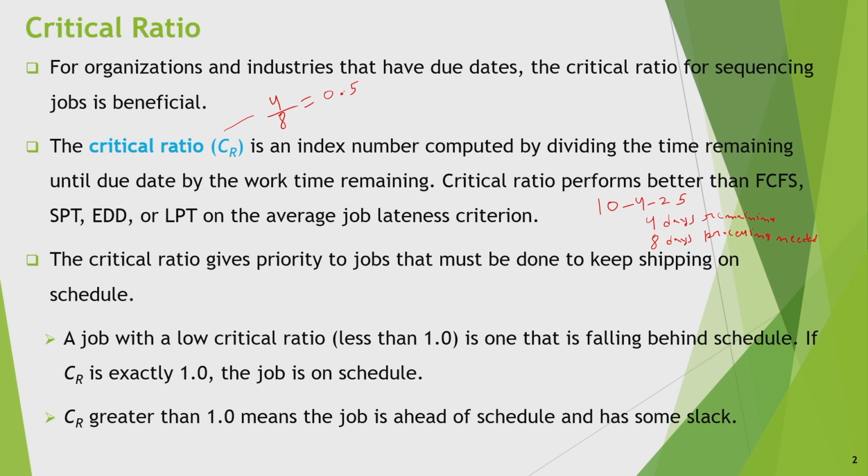I am already on the evening of 6th April, and I see that by the evening of the 10th I have to give the job. So, 7, 8, 9, 10, only 4 days are remaining, but it requires 8 days of work, because the job requires many things and can be completed only in 8 days. Therefore 4/8, that means 0.5, is less than 1, so naturally it is falling behind schedule.